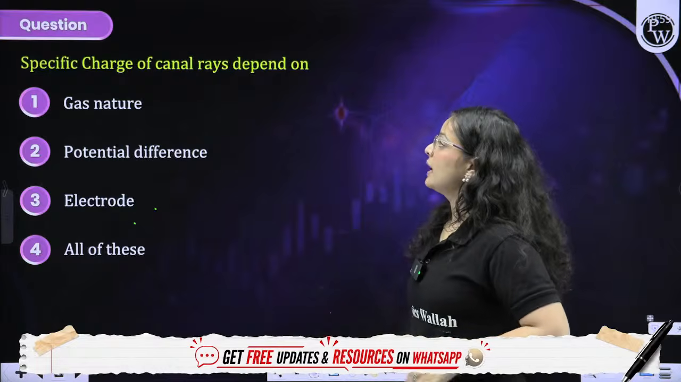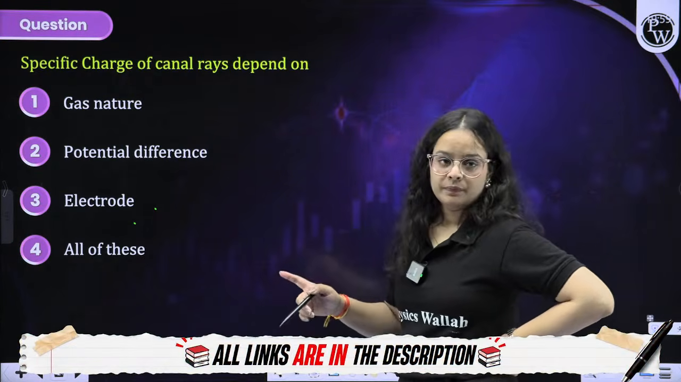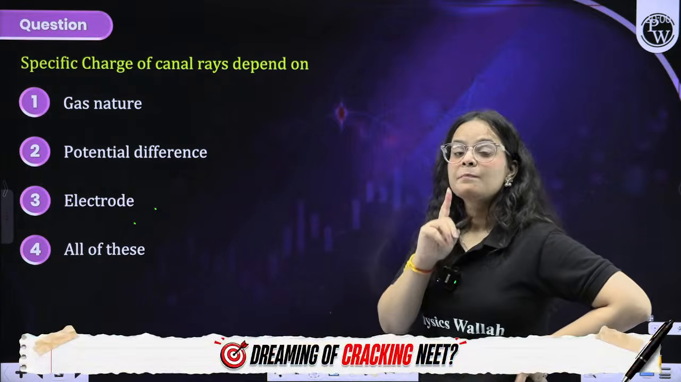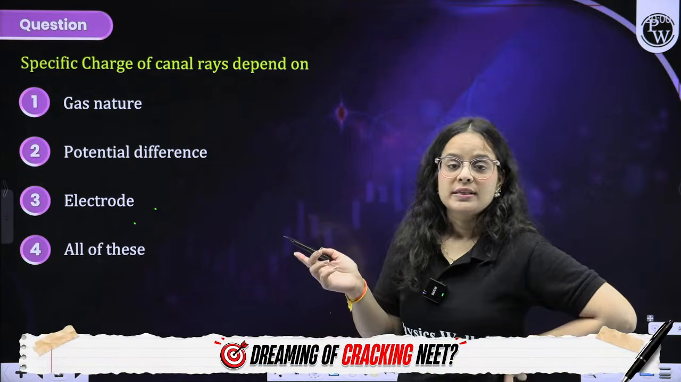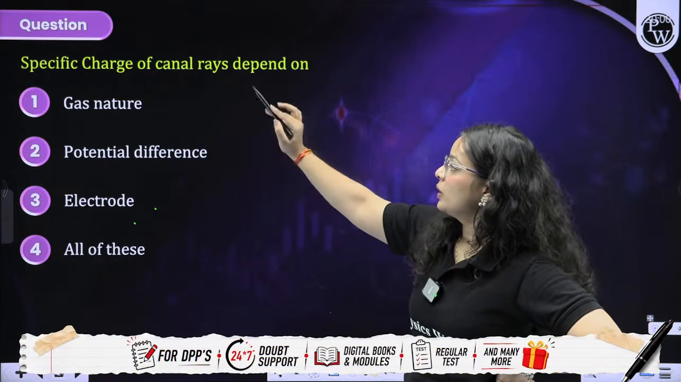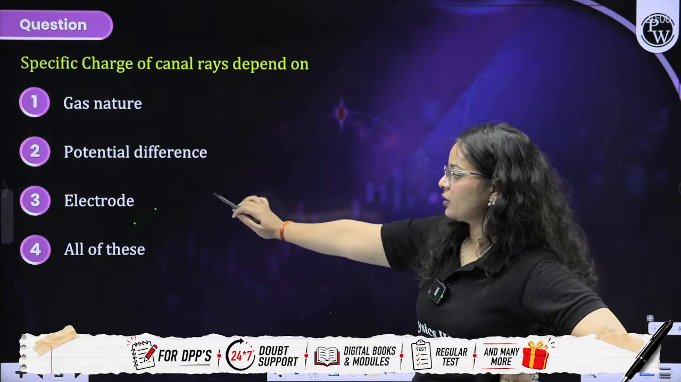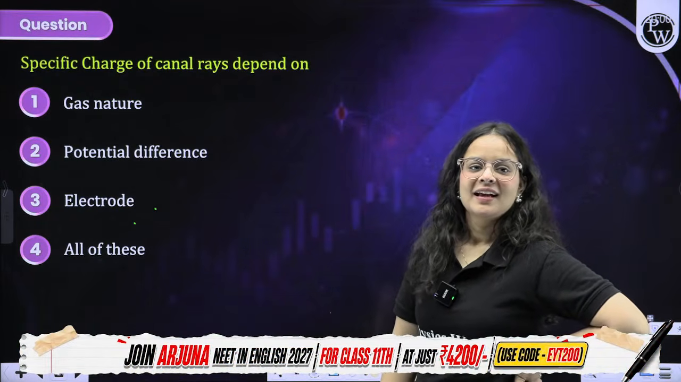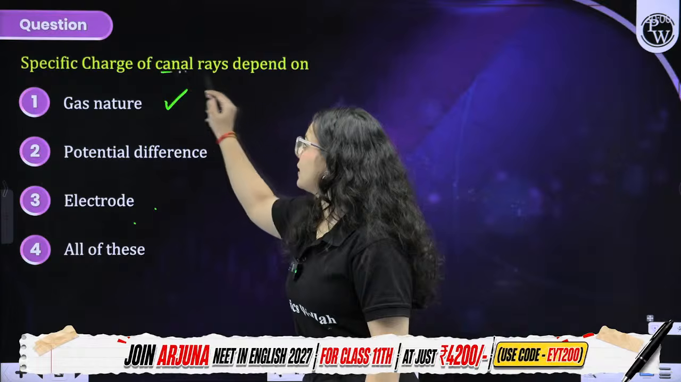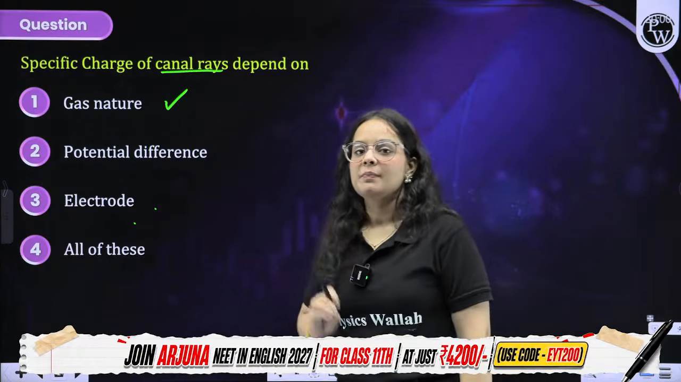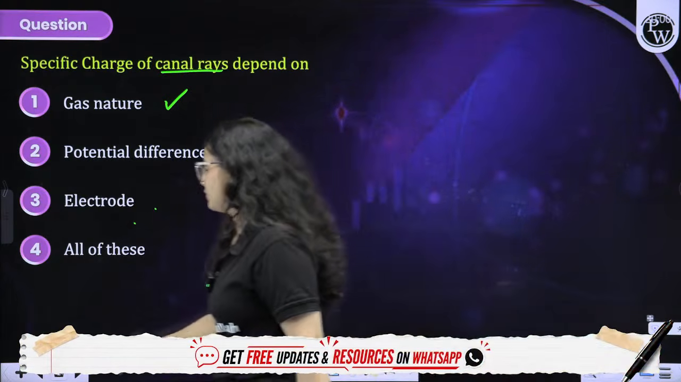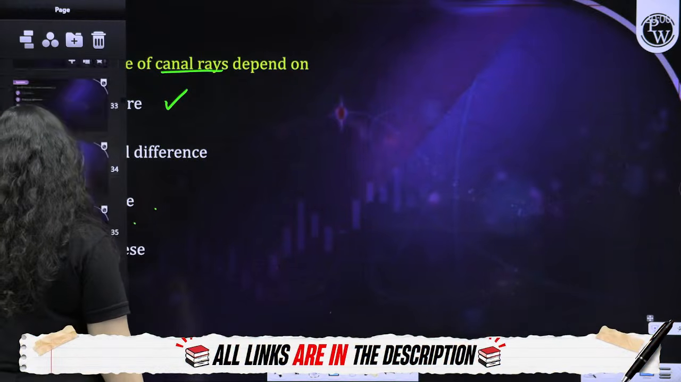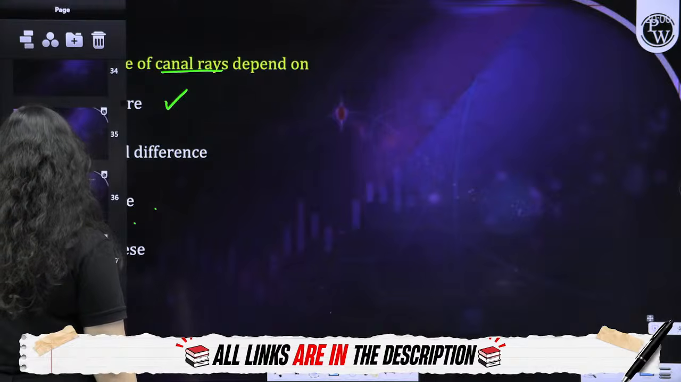Next question. The specific charge of canal rays will depend on the gas nature, the potential difference, the electrode, or all of these? Canal rays, that means anode rays, those positive charge rays. Canal rays are always dependent on the gas nature. So that is why option 1 is your correct answer. Okay, fine. Moving on to the next concept now.